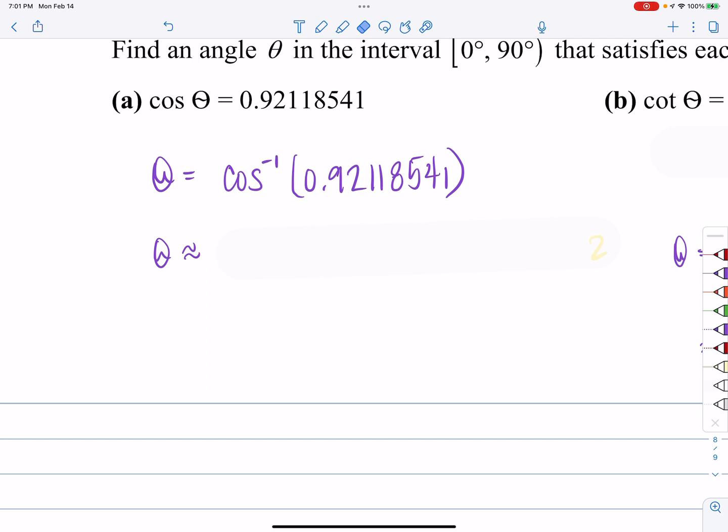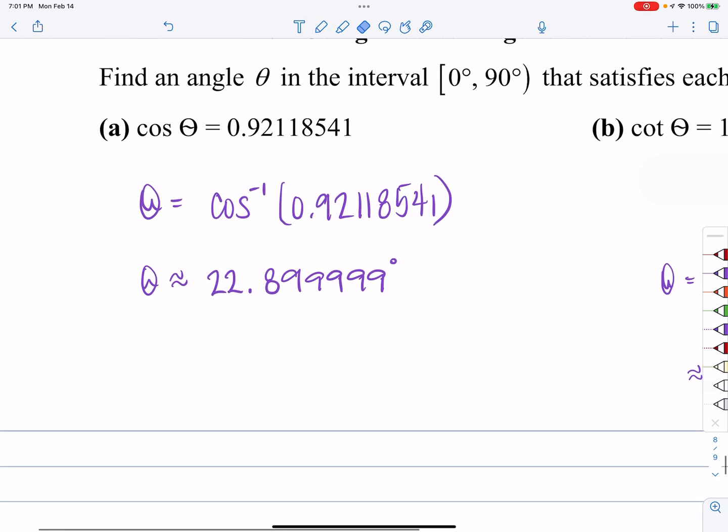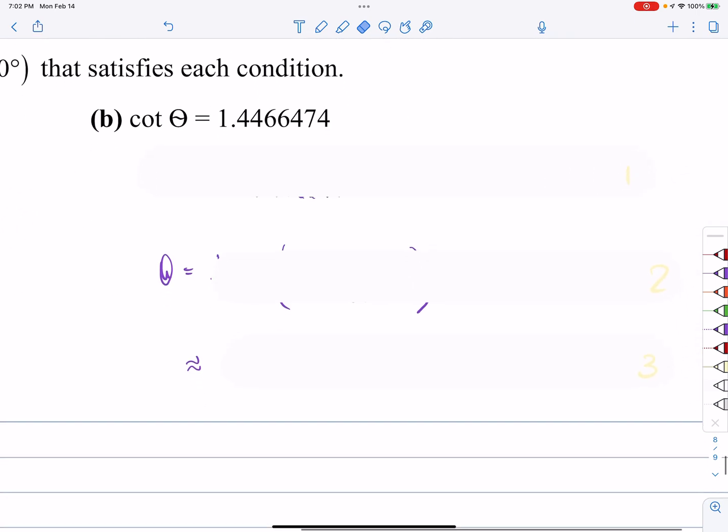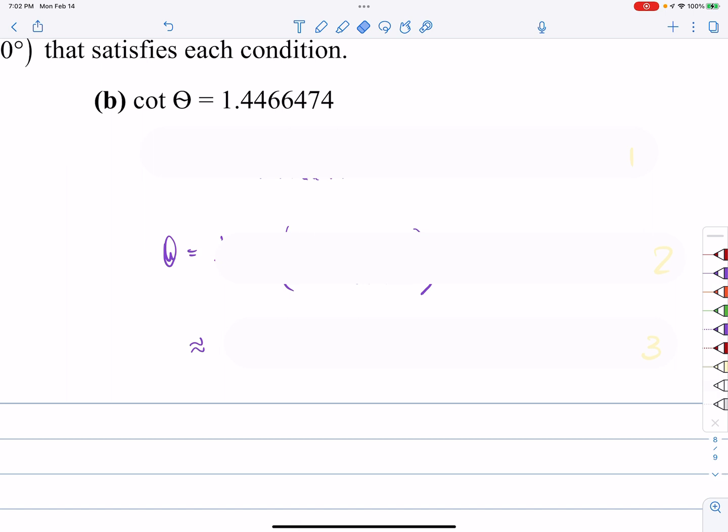And what you'll get is an angle. That angle happens to be in the first quadrant, which is good because our directions told us it needed to be between 0 and 90. And it ends up being 22.899999 degrees.